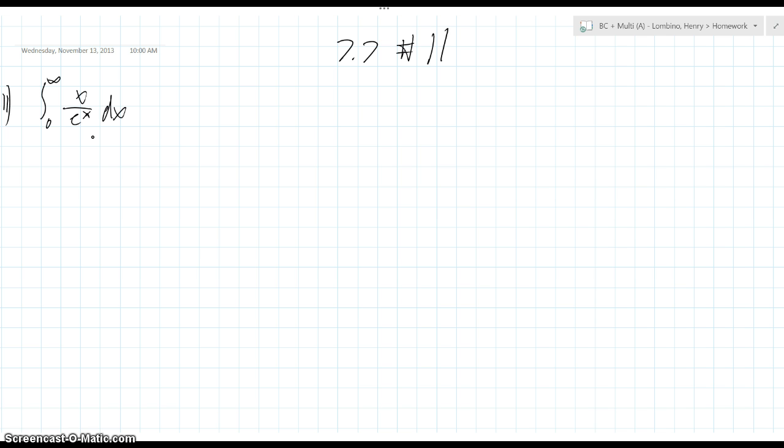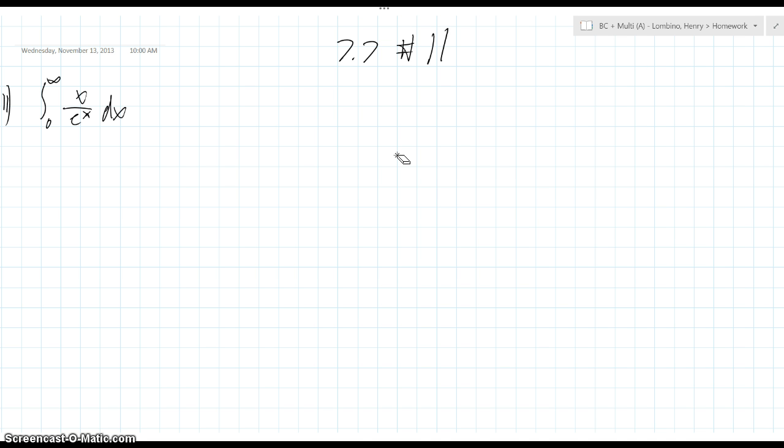Now, infinity is not a real number. It's an abstract concept. You can't go to infinity, despite what Buzz Lightyear will tell you. He says go to infinity and beyond. That's just not possible. So to find this, we need to figure out a limit.